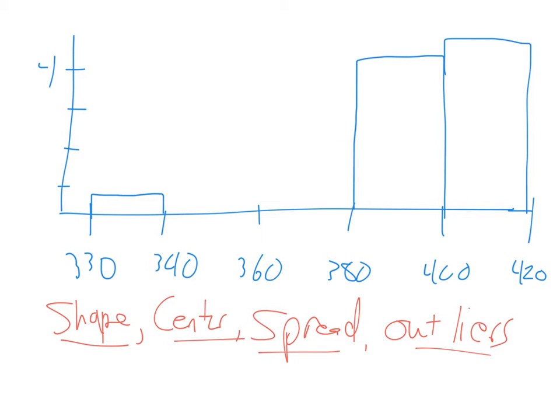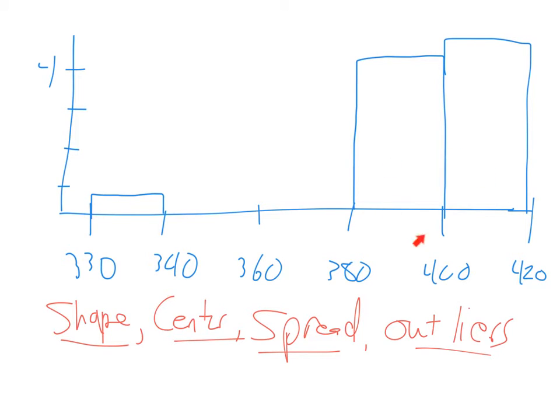The center would be the middle value. Remember there were 10 data points. There's 1 here, and there's 4 here, and there's 5 here. So the middle data point is actually right on this edge, because there's 5 here and 5 here. So the center is right about 400. Since there are 5 data points below 400 and 5 above 400, the center is approximately 400 contacts from my cell phone list.